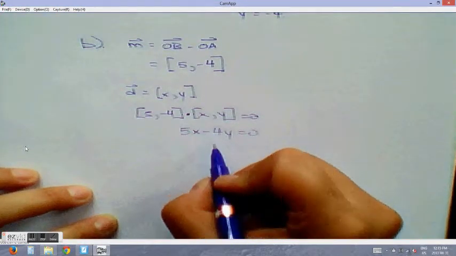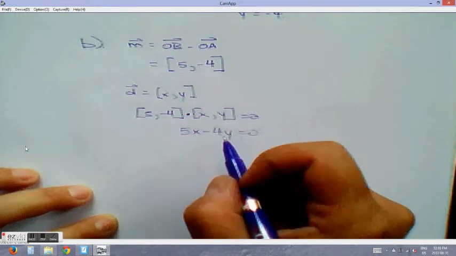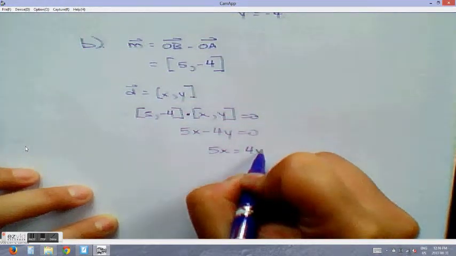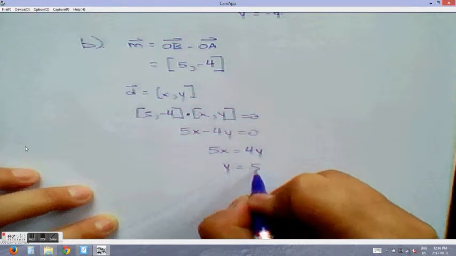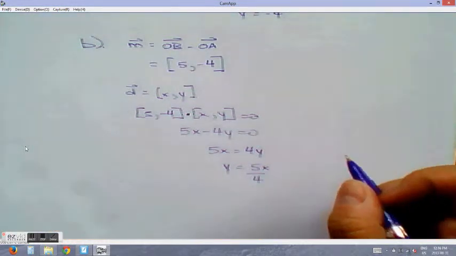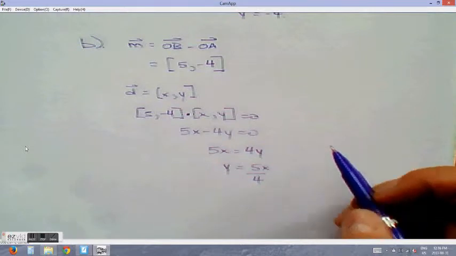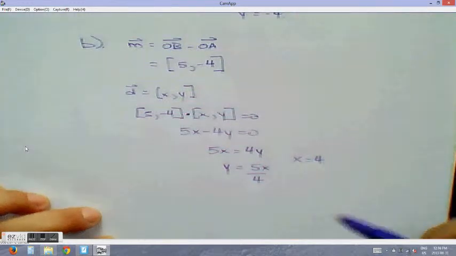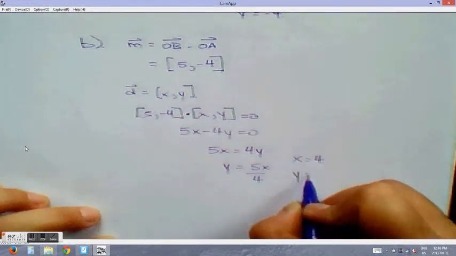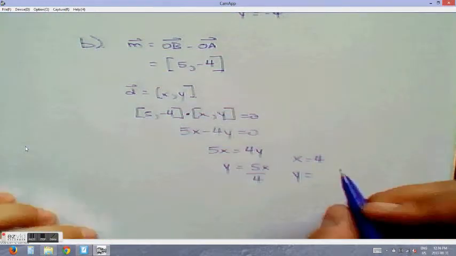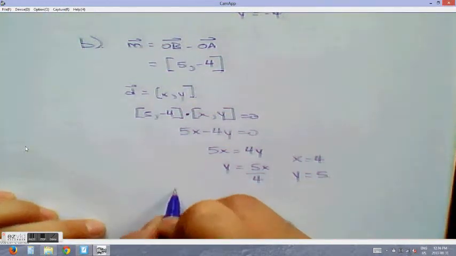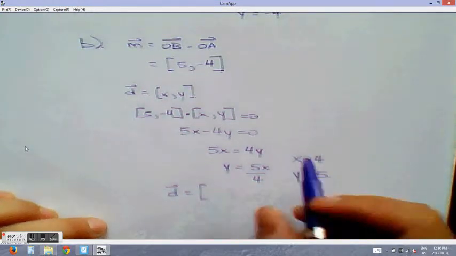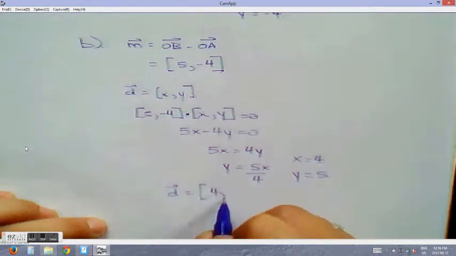Then I'm going to isolate for y. We'll say 5x is equal to 4y. y then is equal to 5x over 4. We can choose a value of x now. To make it easy, why don't we choose 4, so then the 4's will cancel out. I'm going to say x is 4. That means that y will then be equal to 5. So that means our position vector that is perpendicular to our line is then 4 and 5.